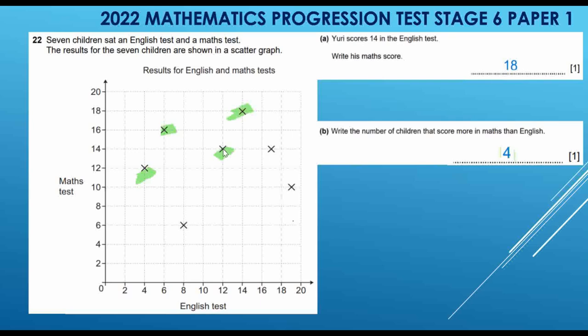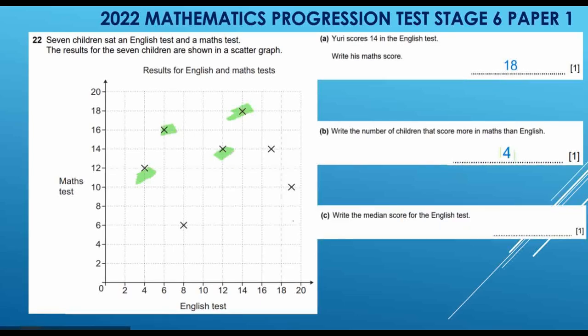This one math is 14 and English is 12, so this is counted. This one math is 18 and English is 14, this is counted. This one math is 14 and English is 17, so math is less, it's not counted. This one math is 10 and English is 19, so this is not counted. So we have 1, 2, 3, 4 as the answer.